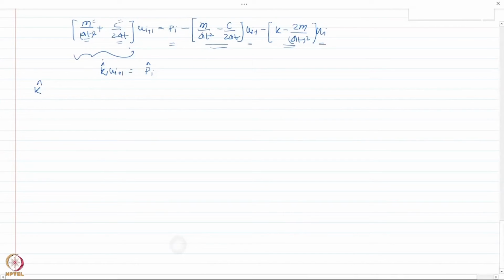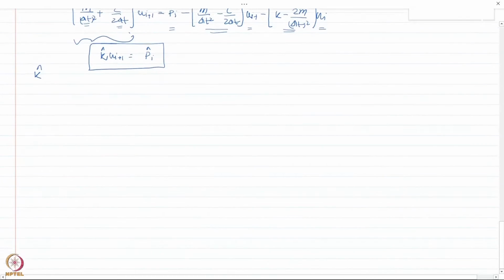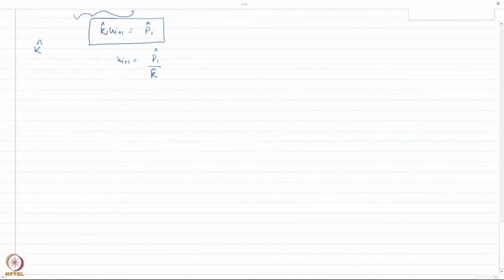So I get my equation for the differential equation in this form, so that I can find out my u_{i+1} as p_i hat divided by k hat. In this one as well, given the state of the system at previous steps, I have been able to find out the response at the next step. Now the initial condition would again be the same: it would be u0 and u dot 0.